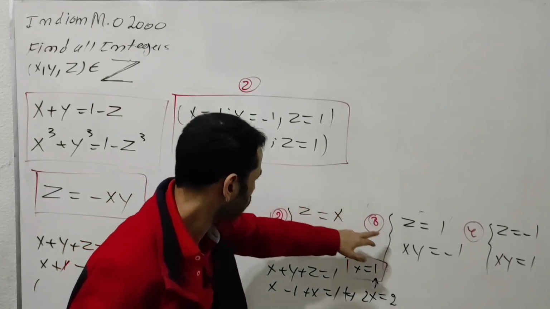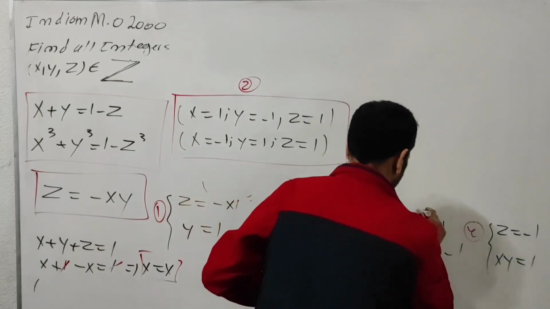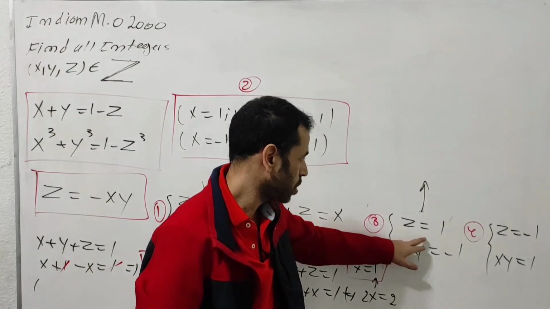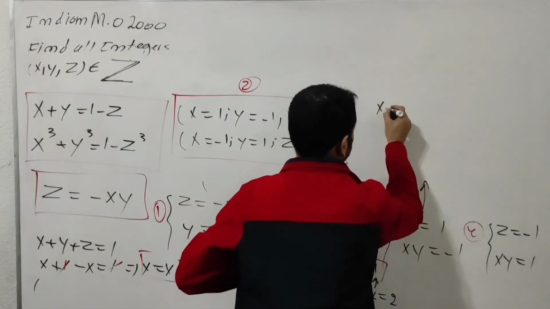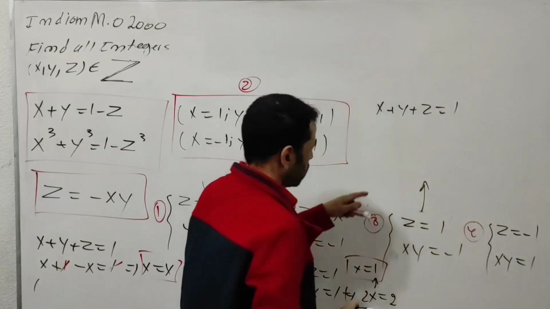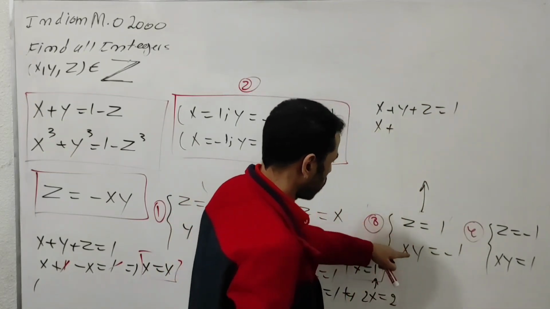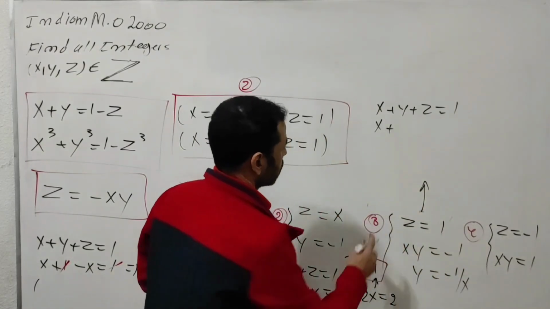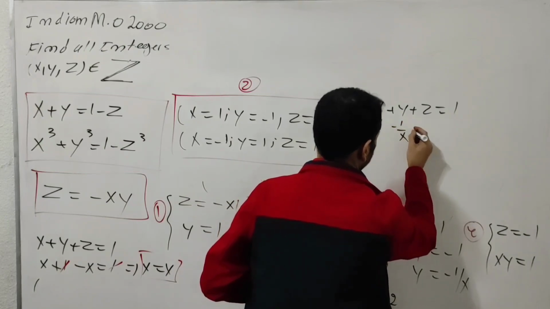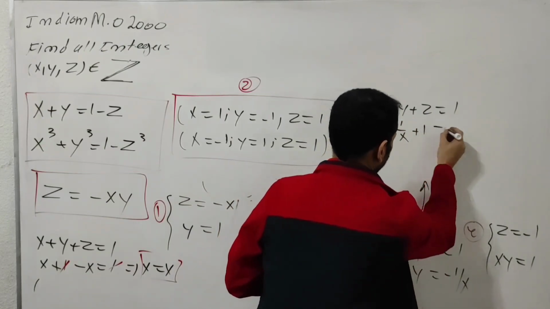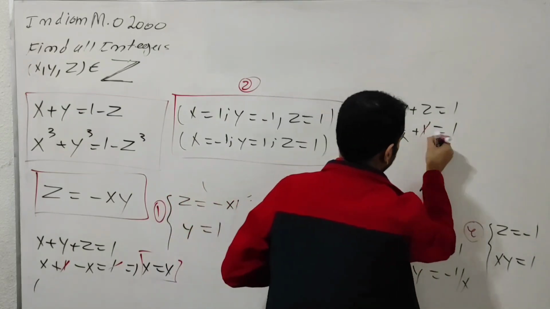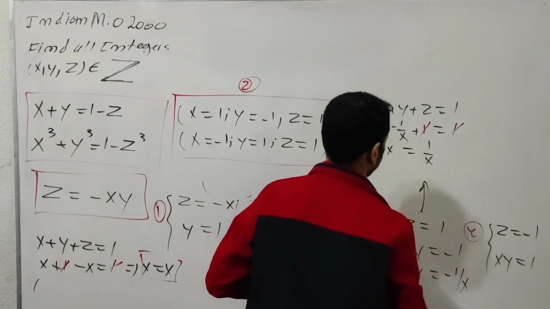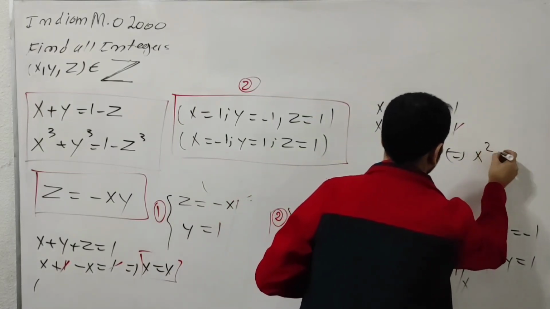Now I'm going to move on to the third equation. For the third equation, I have set z equal to 1. So I have x plus y plus z equals 1, where y equals minus 1 over x. I get minus 1 over x plus x plus 1 equals 1. The number 1 will be eliminated from both sides. I will get x equals 1 over x, which is equivalent to x squared equals 1.